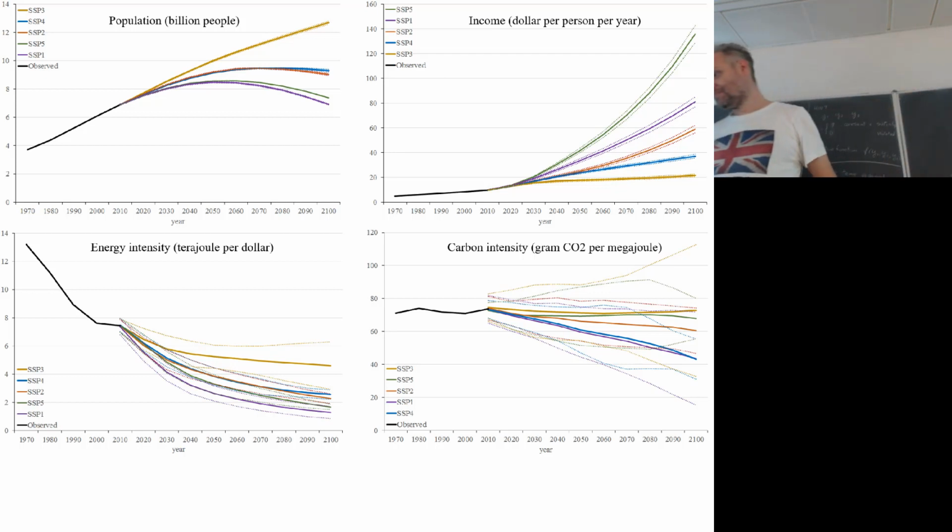Go ahead. Yes, is that fall in energy intensity taken, like predicting governments to try to motivate? No. This is without policy, without climate policy.